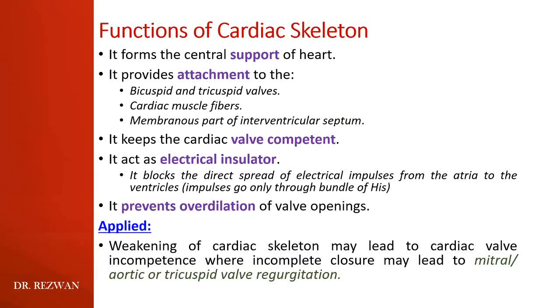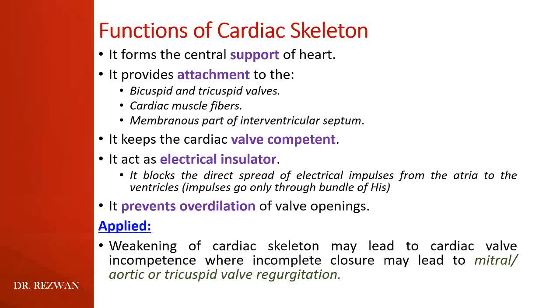Now what is the function of the cardiac skeleton? It forms the central support of the heart. Obviously it is present in between the atrium and the ventricles, that's why it is providing a support being in the central portion of the heart. It provides attachment to the bicuspid and the tricuspid valves, cardiac muscle fibers, and the membranous part of the interventricular septum. Now we can see that the fibrous skeleton is very well established in between the bicuspid and the tricuspid valve, which is very obvious in that picture.